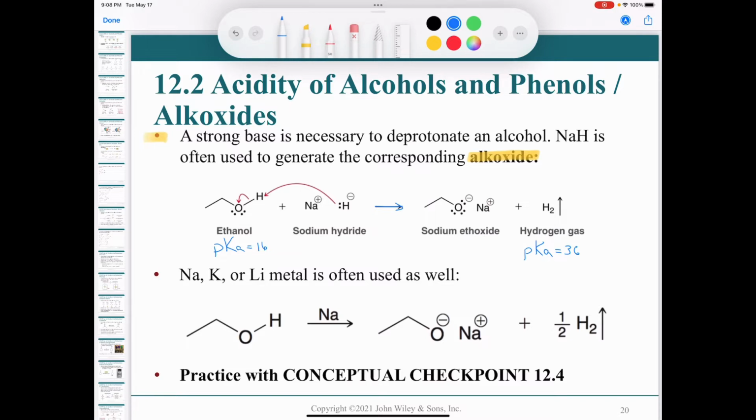Another option is to treat an alcohol with a group 1 metal like sodium, potassium, or lithium. When you treat an alcohol like ethanol with a metal like sodium, it ends up producing sodium ethoxide again, and we also again liberate hydrogen gas. You can see that this equation is balanced and that we liberate 1/2 a mole of hydrogen gas for every 1 mole of the ethanol that gets deprotonated.